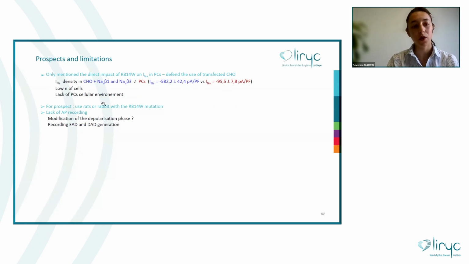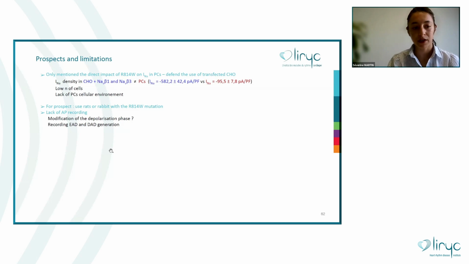I also notice a low N of cells inside each figure. And for me, the utilization of CHO cells contributes to a lack of the Purkinje cell cellular environment. If a ligand can act on the sodium channel, and it has already been described in the literature that the sodium channel is a protein extremely regulated by the environment, I think we can lose some elements of the regulation.